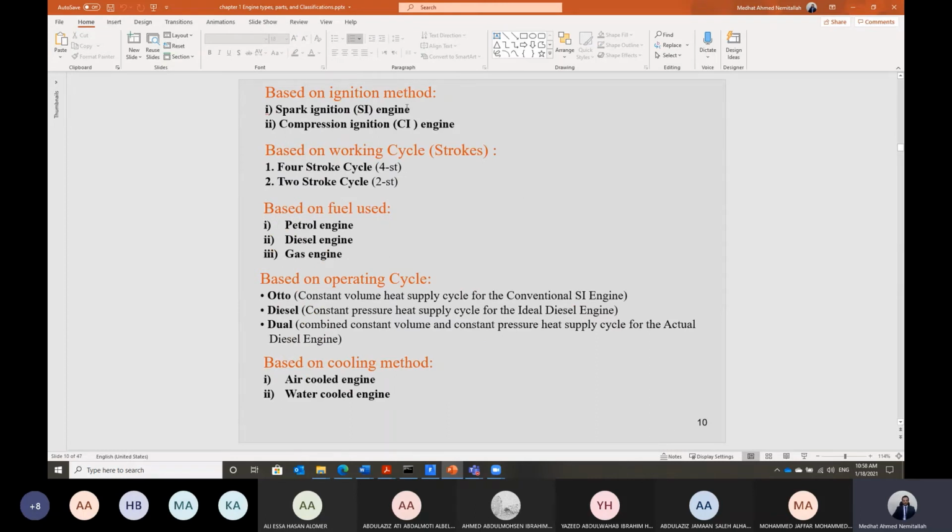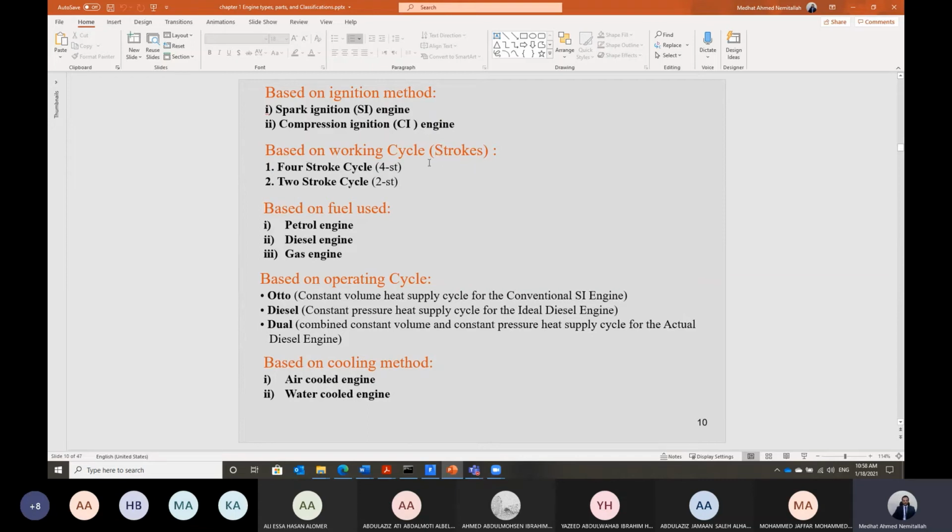Also, it can be classified based on the ignition method. We have a spark ignition engine, which is a gasoline engine. We have a spark plug to start the combustion, or it is a compression ignition engine, the diesel engine, in which we inject the fuel directly within the cylinder and it self-ignites within the cylinder to generate power.